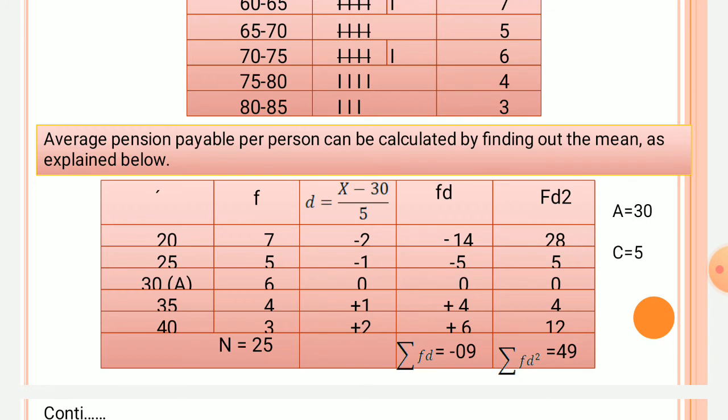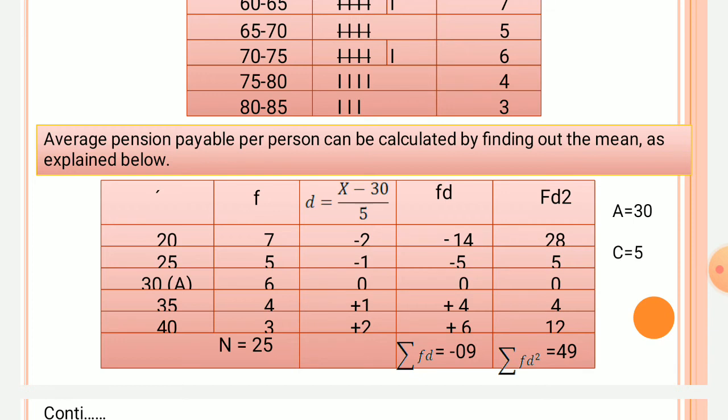So first, the given values we take in the first column, and the prepared frequency we take in the second column. Next, in the third column, d. So that d can be calculated as x minus 30 by 5. So here 30 is taken as the assumed value.